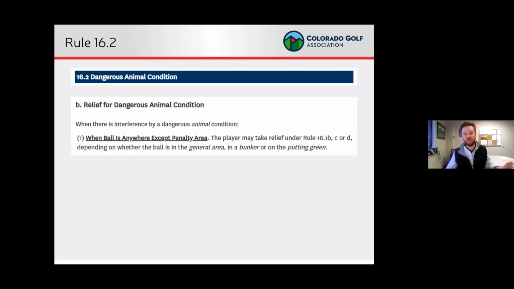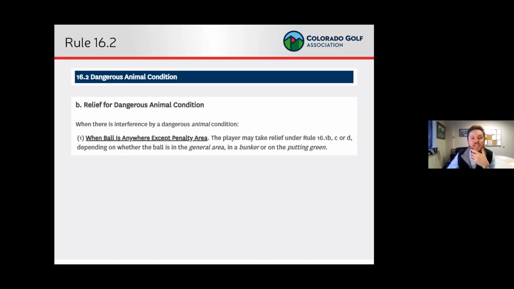The player may take relief under, again, it says may, like you still could play the ball if you wanted to. You don't have to, but the player may take relief under Rule 16.1b, C, or D. Again, 16.1b, general area, bunker, or penalty, or putting green, D. So again, where does your ball lie on the golf course? It doesn't really even give anything for the teeing area here, which, and I'll be honest, I don't know how to go about that one if we had a dangerous animal on the teeing area.